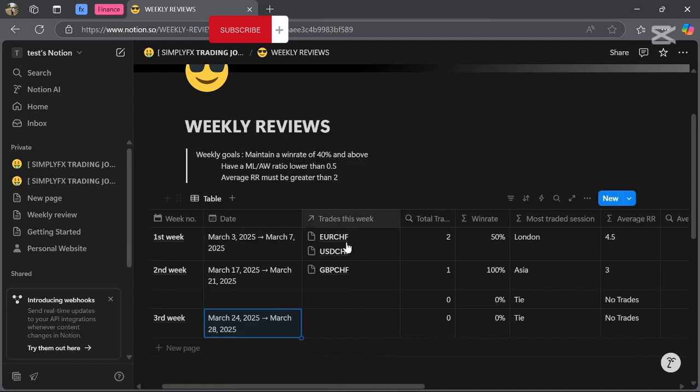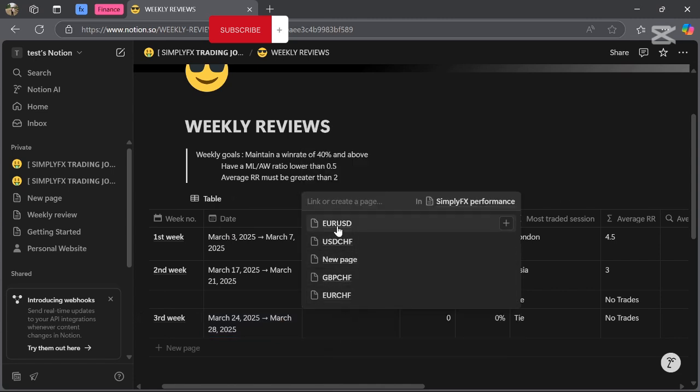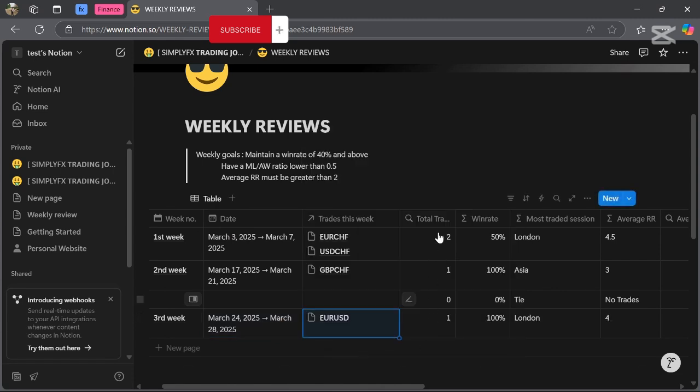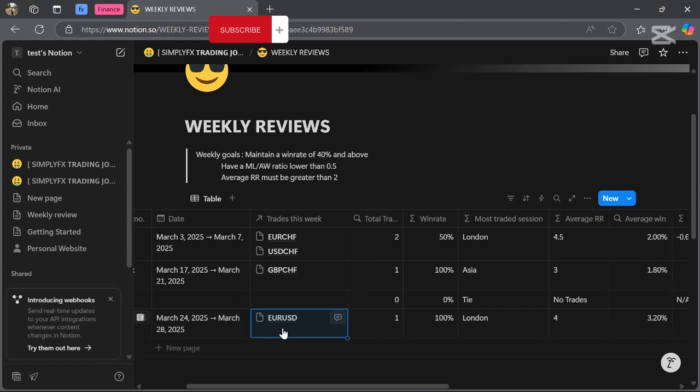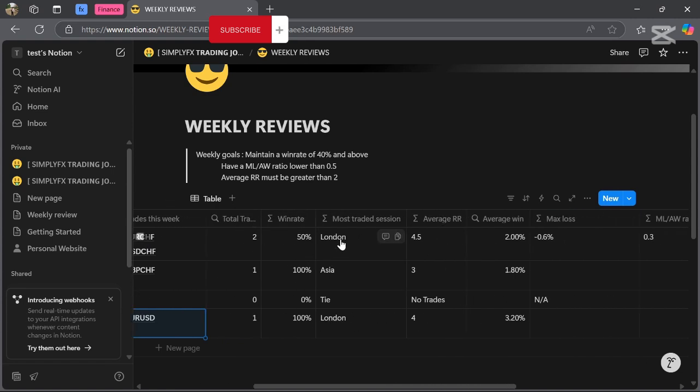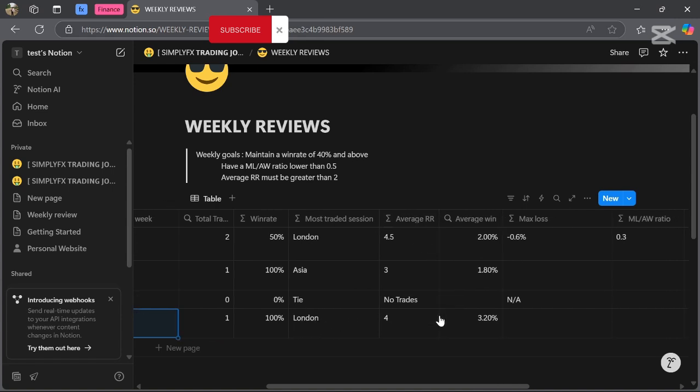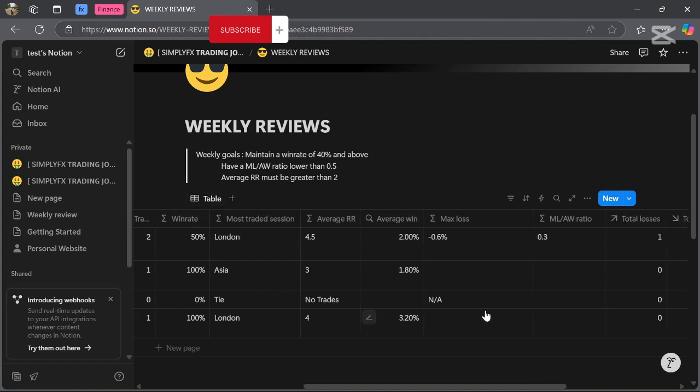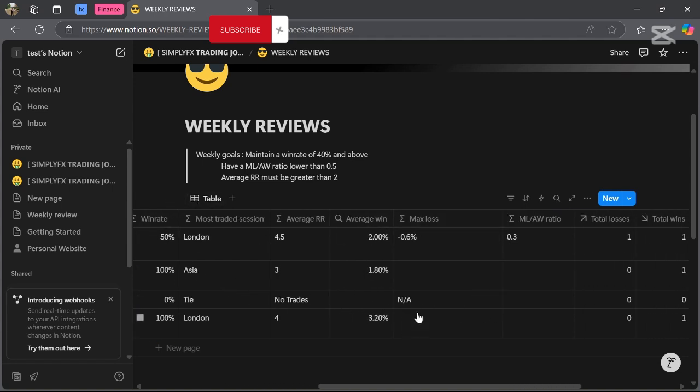And the trades we took this week, we took Euro USD this week. So just have a look for Euro USD. Boom. It has automatically calculated all our metrics based on the amount of trades we took that week. I said we only took one trade. See, total trades 1, win rate 100%, most traded session London. See, it's already calculating everything for you. Average RR 4 because of the RR we set back then in the trading log. Our average win 3.2%. Our max loss, we do not have any loss, so it's empty.